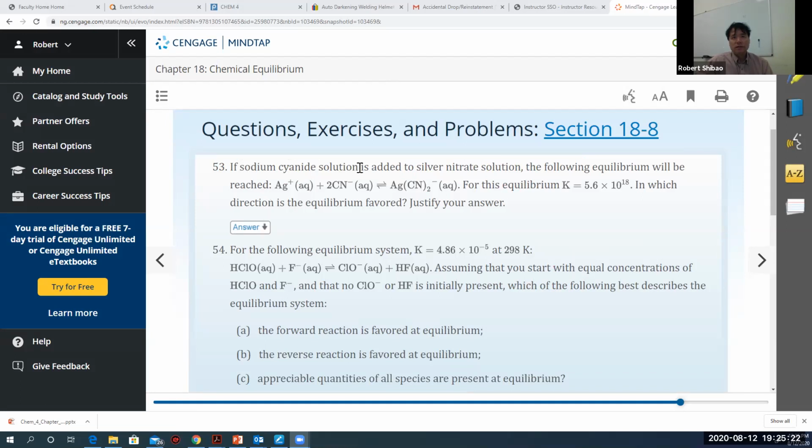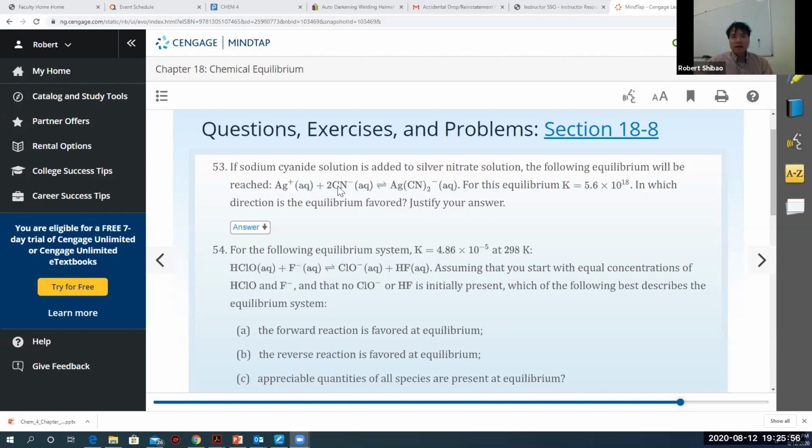If sodium cyanide solution is added to silver nitrate solution, the following equilibrium will be reached. Okay, so this is again a Lewis acid-base reaction. These Lewis acid-base reactions are very common. Here, cyanide attacks the silver ions. There's an electron pair donor and it bonds to it. We form this. This has a funny name. You'll learn how to name these in Chem 1B, but this is called dicyanoargentate(I). That's kind of a weird name.